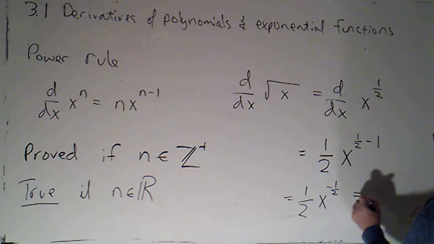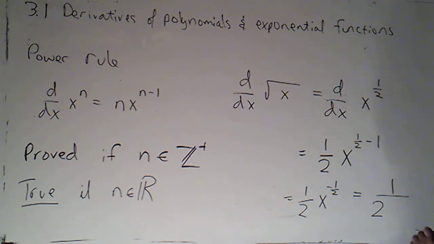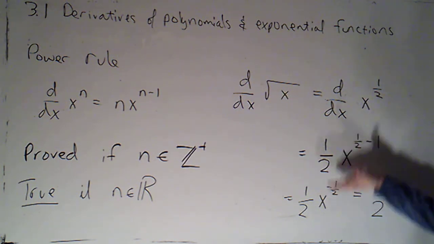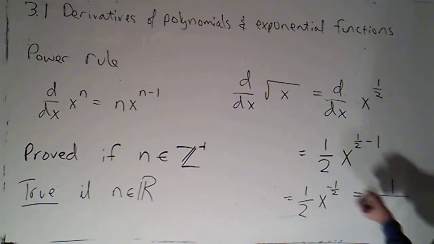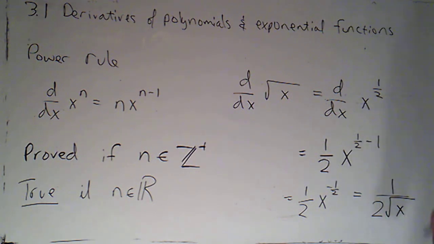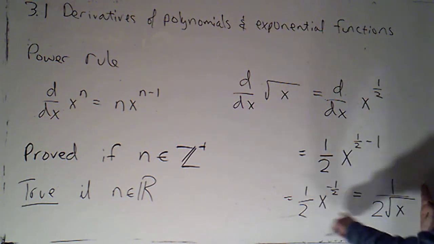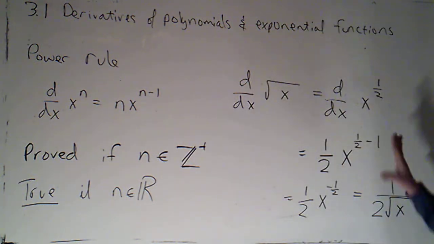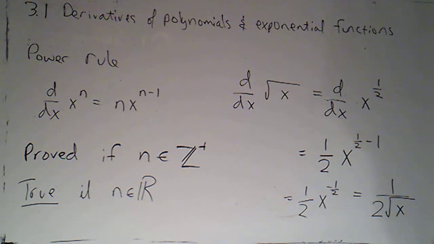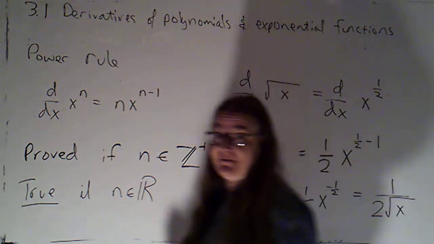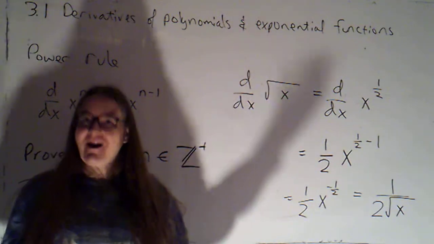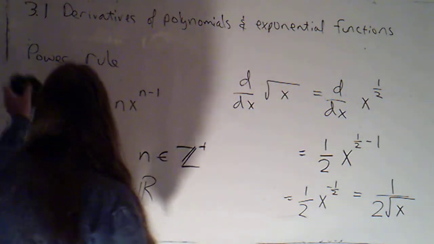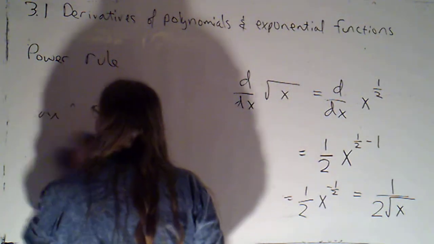Now, I can also write that as 1 over 2 root x, because this exponent is negative, that tells me that power's in the denominator, and because it's a fraction, it tells me it's a root. So these are equivalent formulas for the derivative of the square root function. But that's so much faster than having to take the limit of the slope of the secant line. You are going to need to sometimes take your roots and rewrite them as fractional powers so that you can apply the power rule.